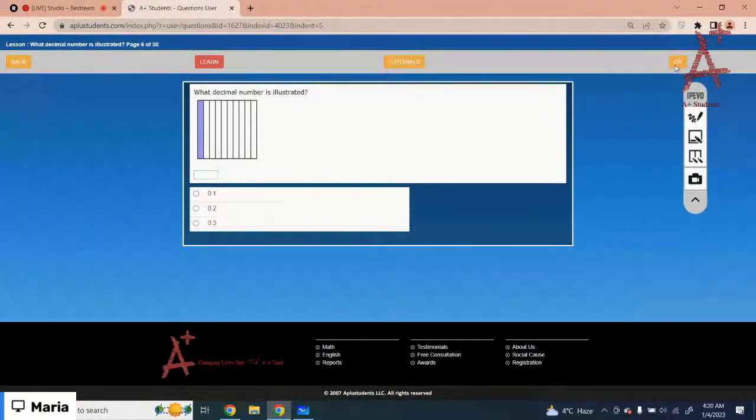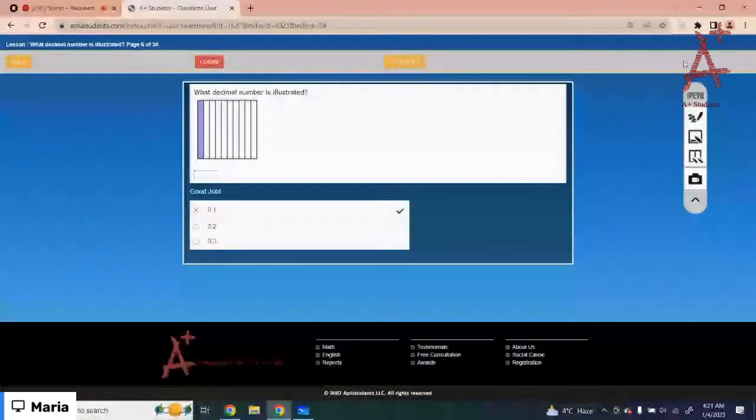Okay, the next one is what decimal number is illustrated. So which is the correct option? They are 10, and out of the 10, just one of them is colored. Got it? So it would be 1 over 10, and 1 over 10 equals 0.1. Got it? No one is answering. Is there any problem? If you have any question, any problem, you can just write the question in the chat box. Got it? I will answer all your questions. So it is 0.1.